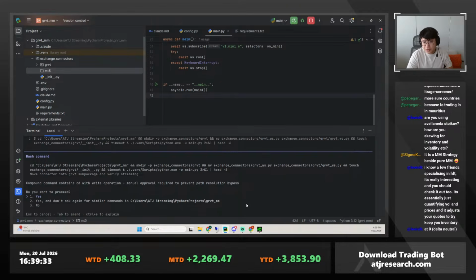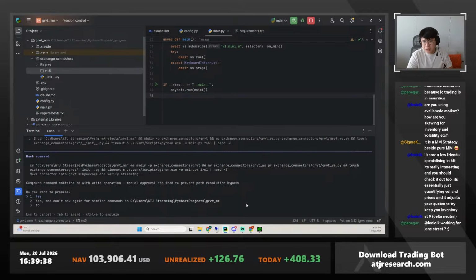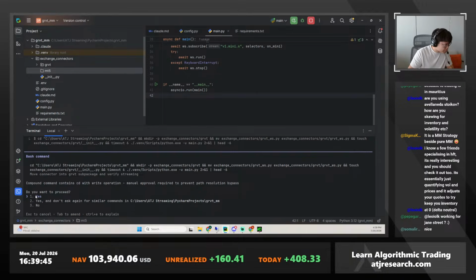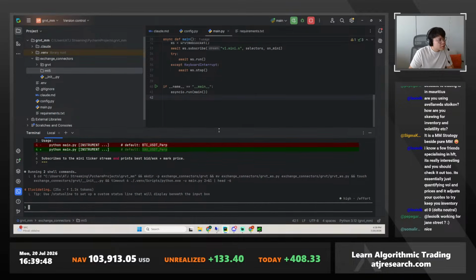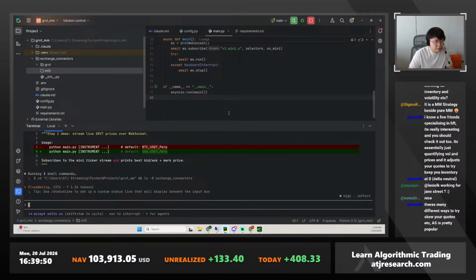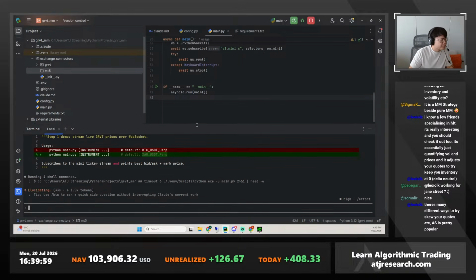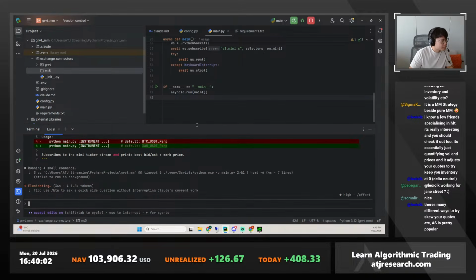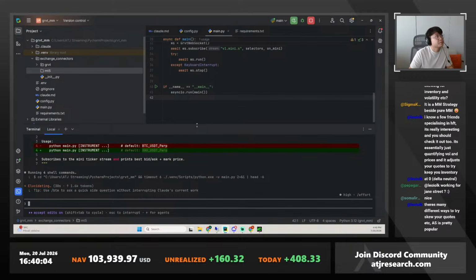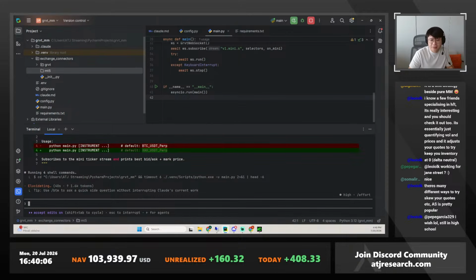I know a few friends specializing in HFT. It's really interesting, and you should check it out too. It's essentially just quantifying volatile prices and your quotes, trying to keep your inventory. Yeah, so I understand the inventory, right? When you have a lot of one asset on one side, you are more inclined to sell it, so you can buy again, because otherwise your margin or capital is blocked. Yeah, that's all I know about it.